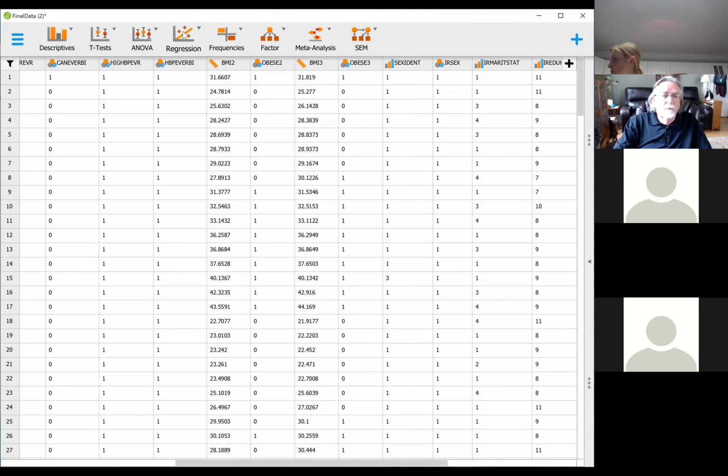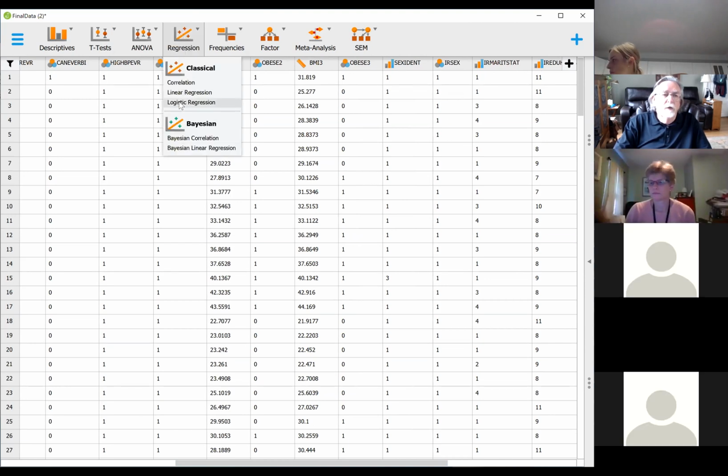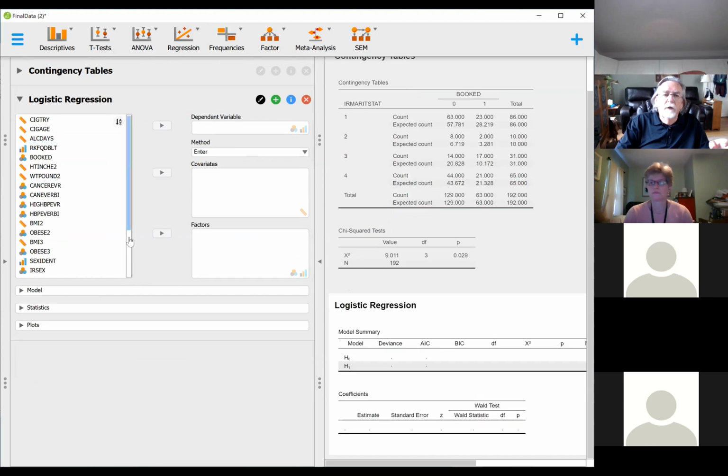use regression. We pull regression down. You'll notice there is a logistic regression in there. Logistic regression simply means that we're converting categories into log functions and running a regression using log functions. So don't worry about that. You have no earthly need to know that. And so we'll put booked in there again as a dependent variable.